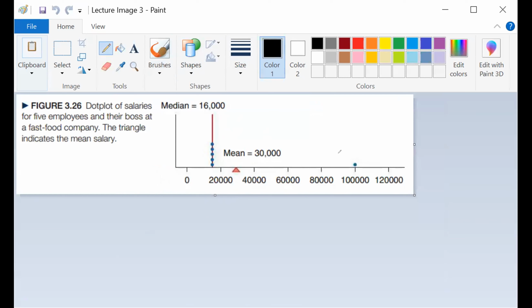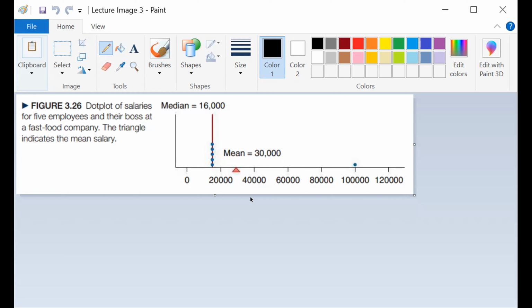The whole point of this lecture, titled Comparing Measures of Center, is about what's the center of the data, or what's the typical value. So if someone were to ask you, what does the typical employee make at the fast food restaurant? What's normal at the restaurant? Would you say normal is 16,000, when there's 5 people making 16,000 and 1 making 100,000? Or would you say that normal is 30,000?